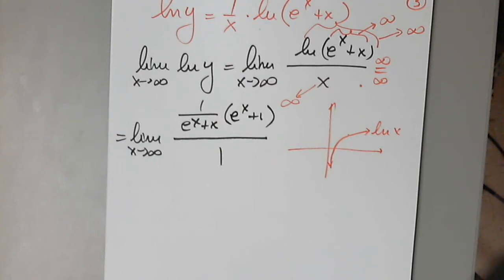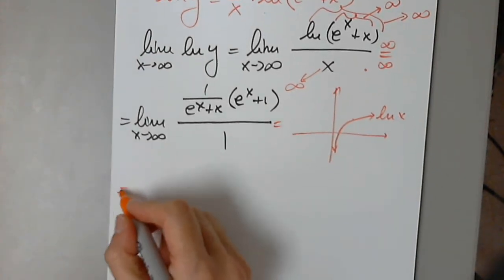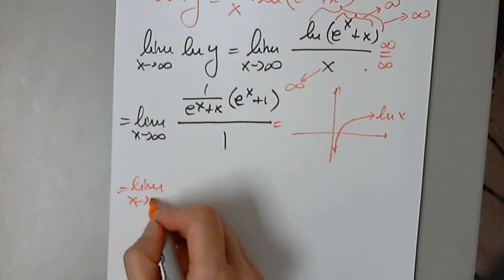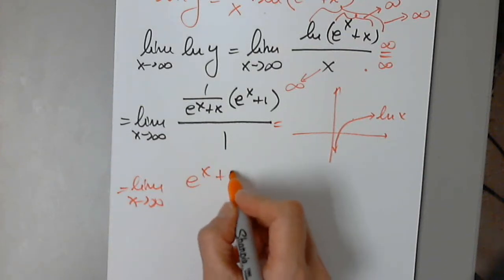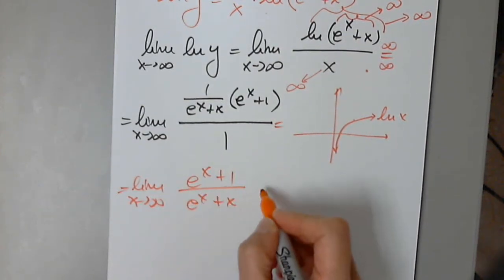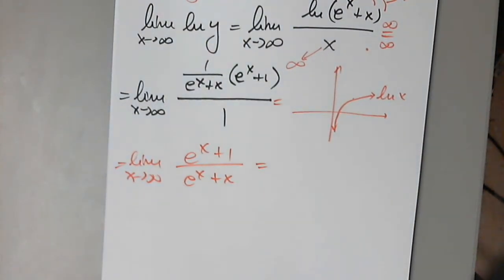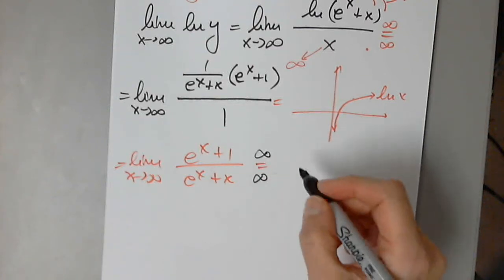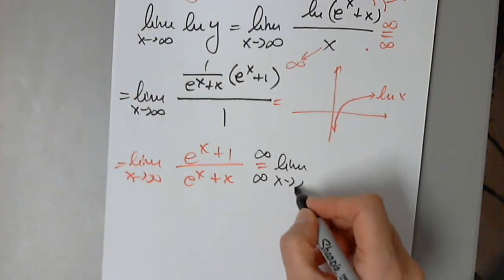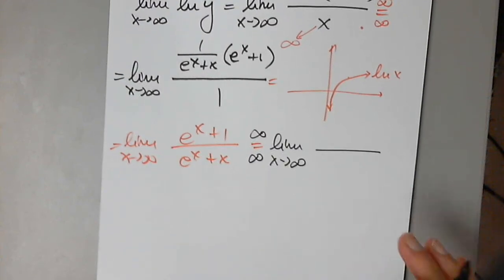Yes? Okay, I will rewrite and see what happens next. So this is the limit as x approaches infinity of e to the x plus 1 over e to the x plus x. If this continues to be infinity over infinity, or maybe 0 over 0, no, of course not, then I continue with L'Hopital's rule. Where does the top go? Perfect. Where does the denominator go? Perfect. So then the limit as x approaches infinity, the top.